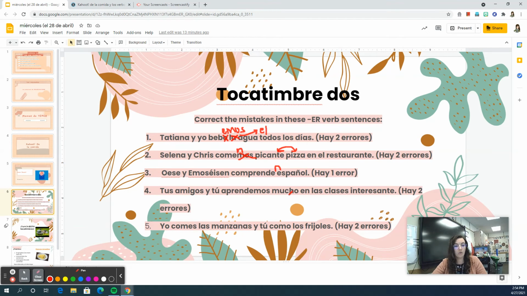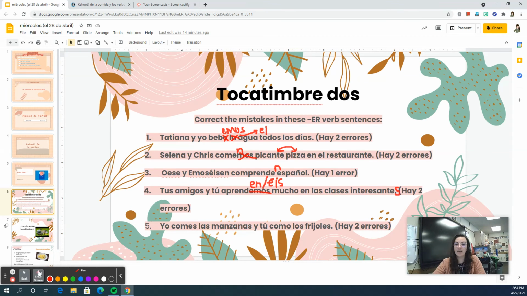And número 4. Tus amigos y tú aprendemos mucho en la clase, en las clases interesante. Again, the first error is our ending. If it's tus amigos y tú, you can end it with aprenden or aprendéis, either one. And since our noun is plural, las clases, our adjective also has to be plural. So add an S on the end of interesante.